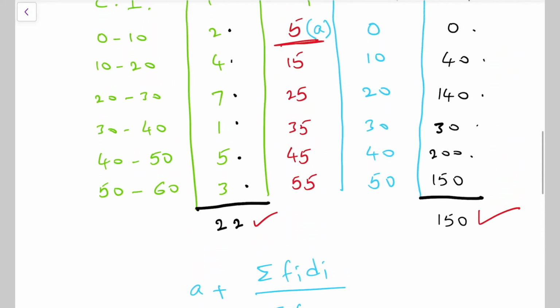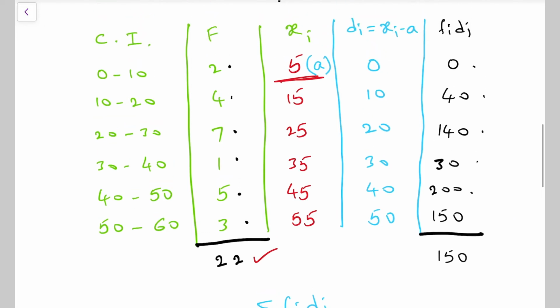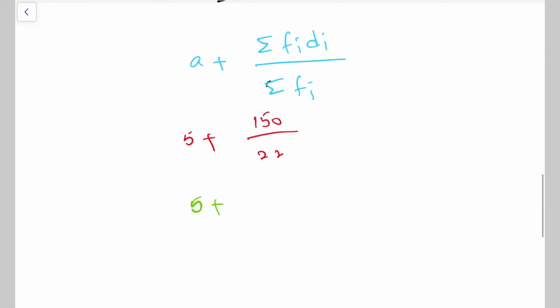Oh, sorry. Here sigma fidi is not 150 because that was only the last number, right? Let us add all this again. 0 plus 40, 40. 40 plus 140, 180. 180 plus 30, 210. 210 plus 200, 410. 410 plus 150, it is 560. Sorry. This is 560. Okay, 5 plus 560 divided by 22.